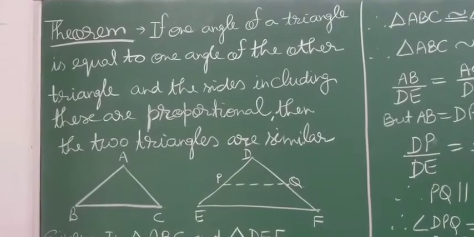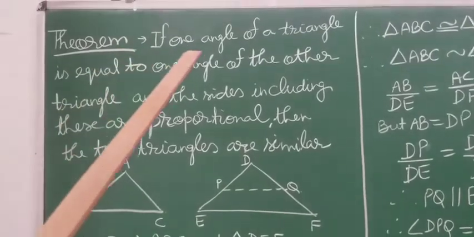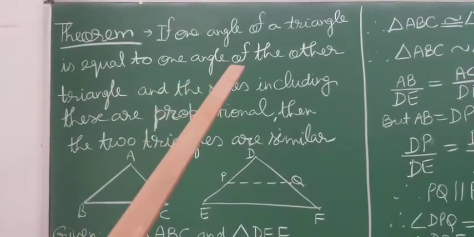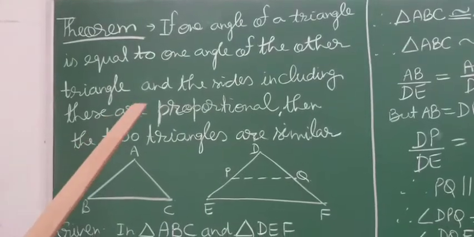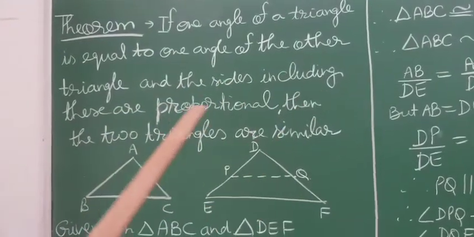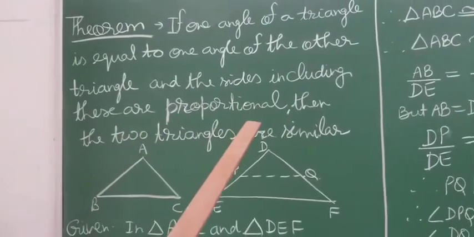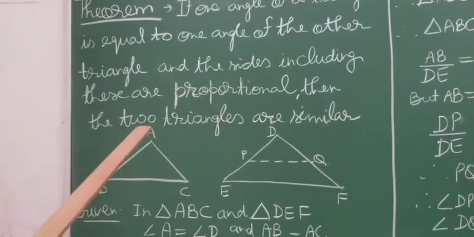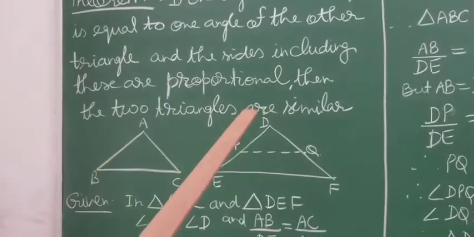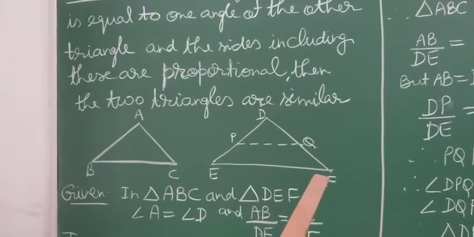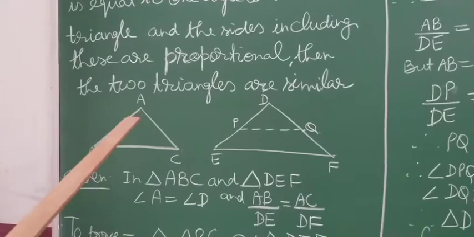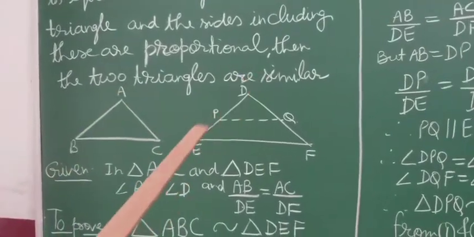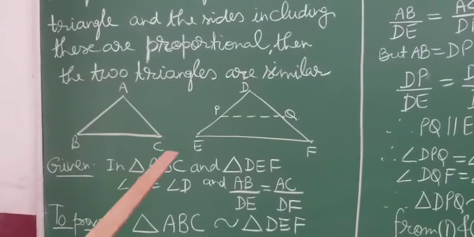According to SAS similarity, if one angle of a triangle is equal to one angle of the other triangle and the sides including these are proportional, then the two triangles are similar. So students, triangle ABC and triangle DEF are given to us. In these triangles, angle A equals angle D and AB upon DE equals AC upon DF.